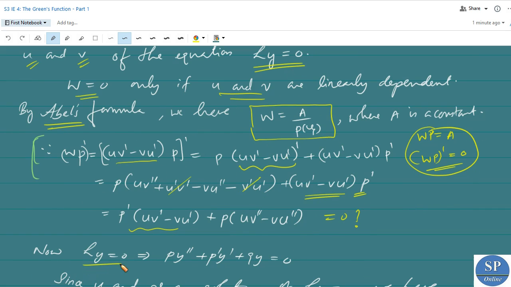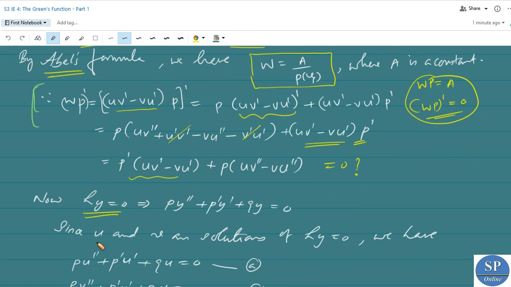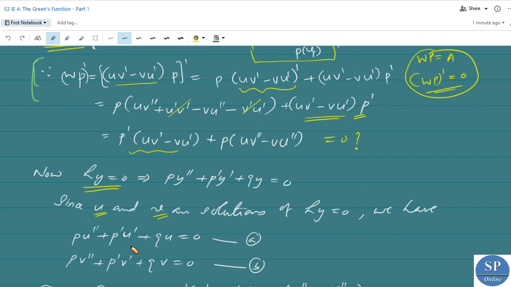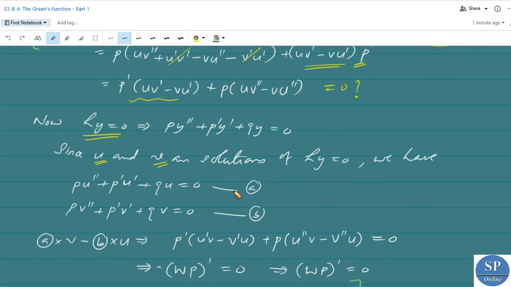We know the differential equation is Ly equal to 0, which is nothing but p y'' plus p' y' plus q y equal to 0. That is the homogeneous part of our differential equation. We assumed that u and v are solutions of Ly equal to 0. Thus we have p u'' plus p' u' plus q u equal to 0, and p v'' plus p' v' plus q v is also 0. Numbering these two equations as A and B.